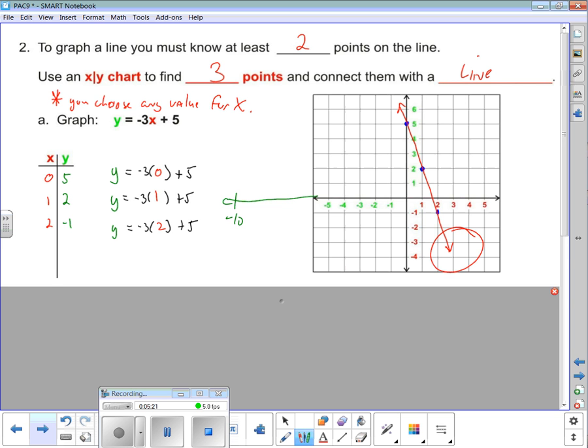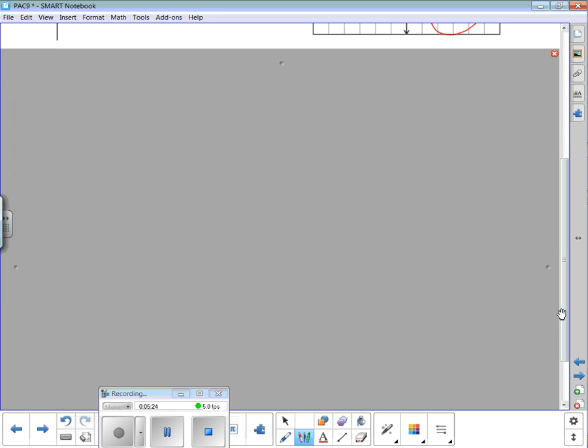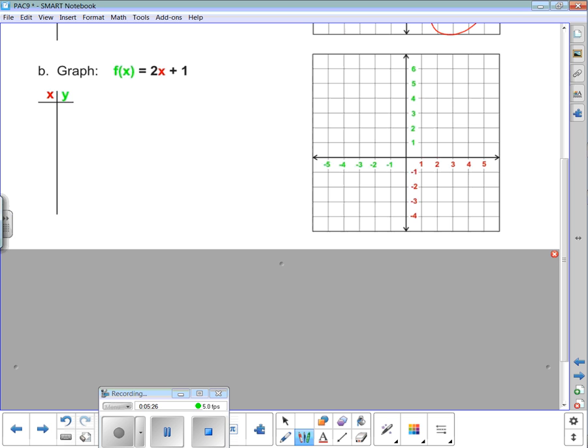Let's go ahead and pick up from there. Let's do the next example. All right, B, graph f of x equals 2x plus 1. Now, right off the bat, remember functional notation. Don't let it scare you. It's like a language. The f of x is always just simply in place of the y.